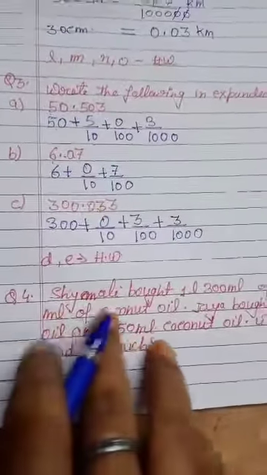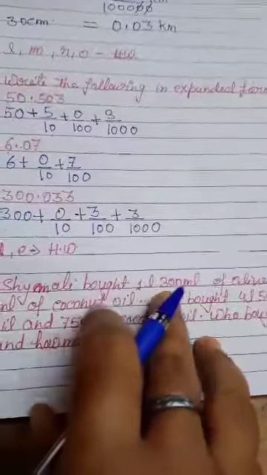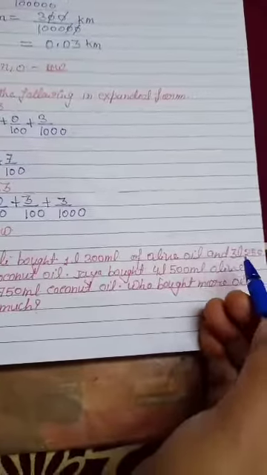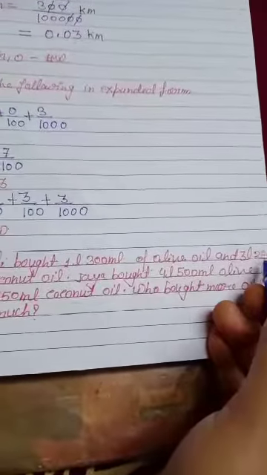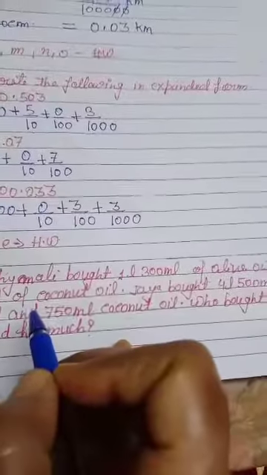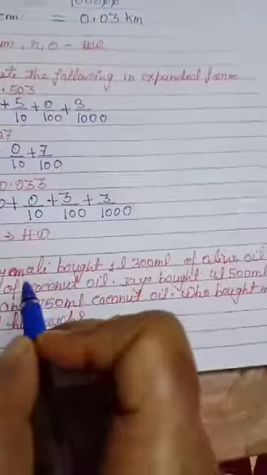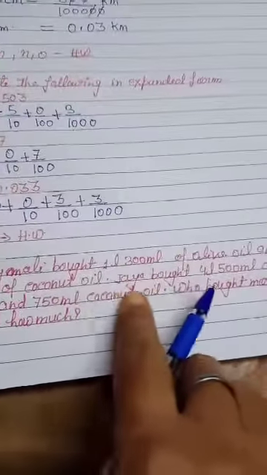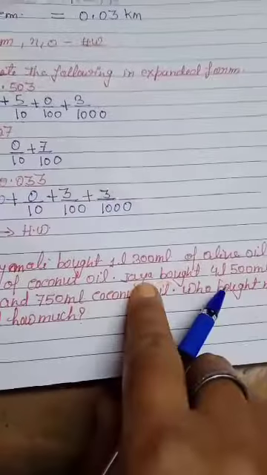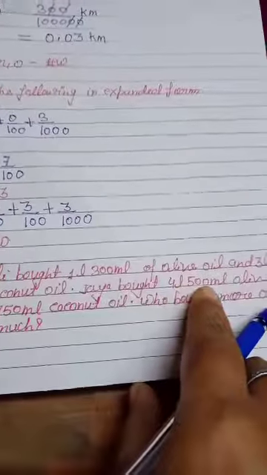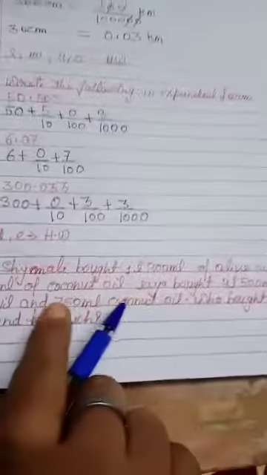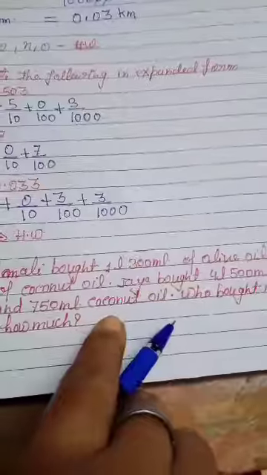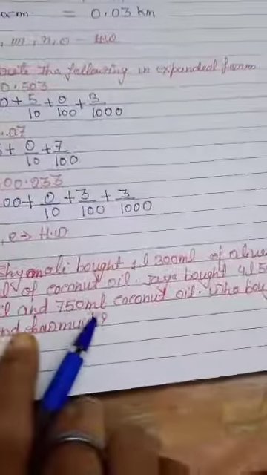Now come to question number 4. Shamli bought 1 liter 300 ml of olive oil and 3 liter and 250 ml of coconut oil. Shamli bought means two different ladies are there, and they are buying. Now Jaya bought 4 liter and 500 ml of olive oil and only 750 ml of coconut oil. Who bought more and by how much?